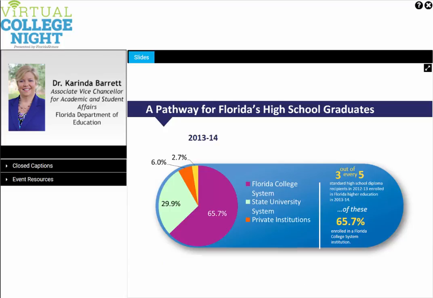The Florida college system is a pathway for Florida's high school graduates, with 3 out of every 5 standard high school diploma recipients, in the year 2012-13, enrolled in Florida higher education in the year 2013-14. So more than 65% of Florida's high school graduates began their post-secondary education at a Florida college system institution.